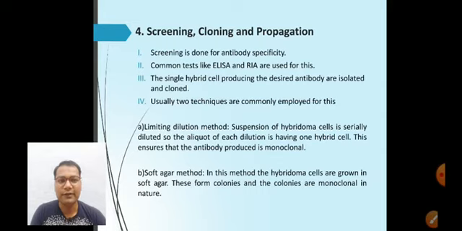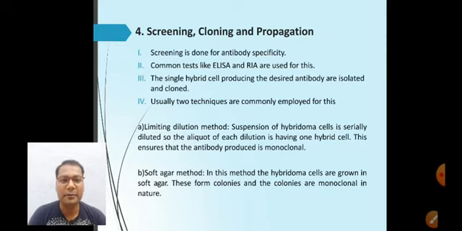The fourth step is screening, cloning and propagation. Screening is done for antibody specificity. Common tests like ELISA and RIA are used for this. ELISA is enzyme-linked immunosorbent assay and RIA means radioimmunoassay.